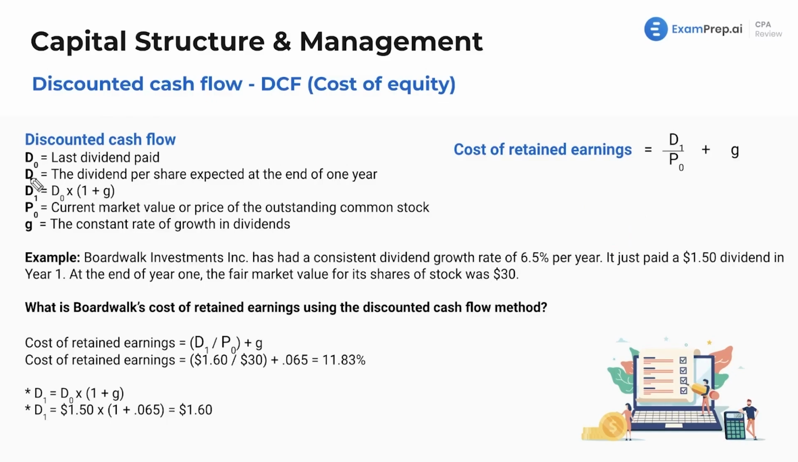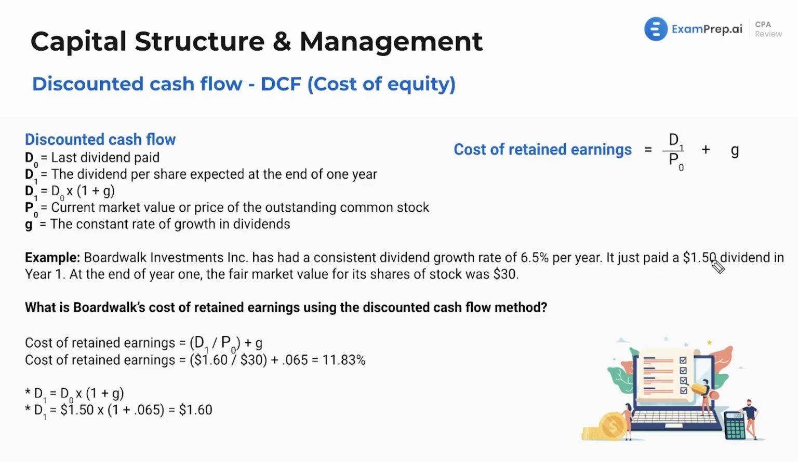All right, we've got a couple different factors here. I'll talk about these when we get into the formula, but let me read what we've got. Boardwalk Investments Inc. has had a consistent dividend growth rate of 6.5% per year. Management can try to have a consistent dividend growth rate by determining what they want their dividend to be, but this is determined based on what they decide to pay in dollars. The company just paid a $1.50 dividend in year one.